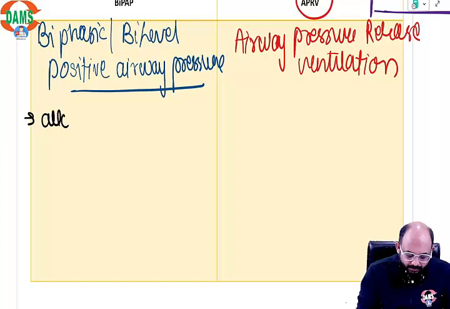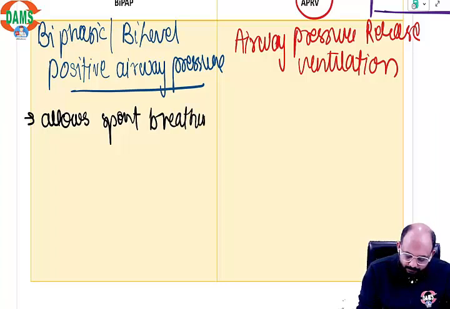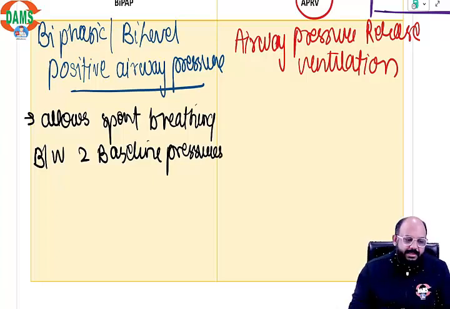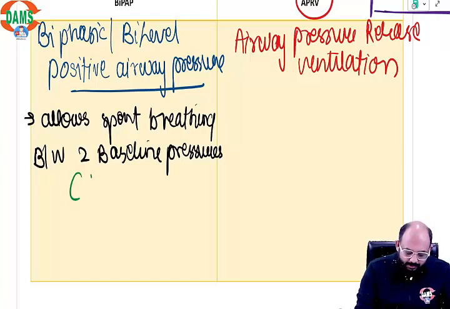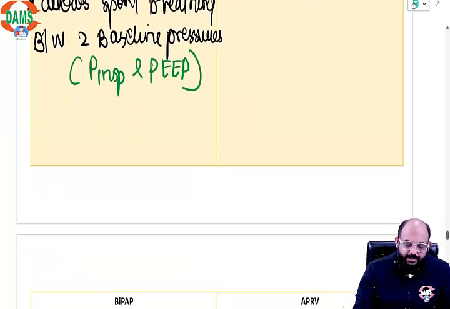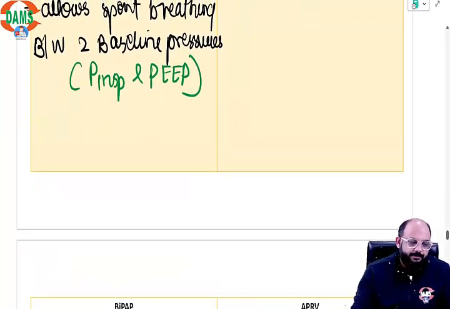It allows spontaneous breathing between two baseline pressures. That is the P inspiratory pressure and the PEEP. PEEP is the expiratory pressure and P inspiratory is the highest pressure.